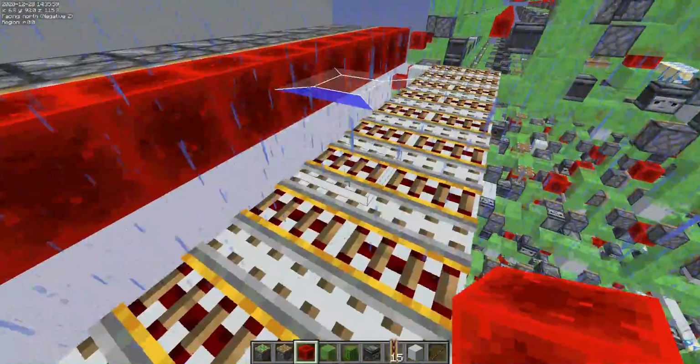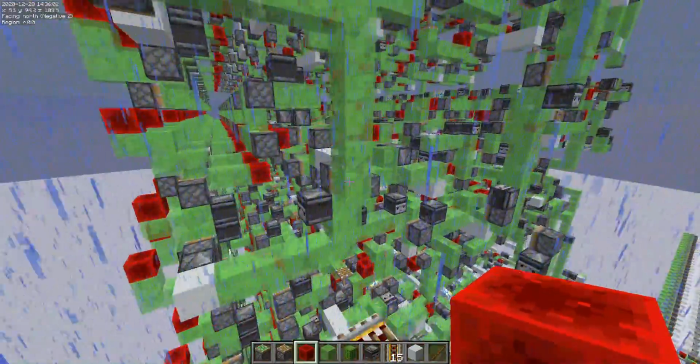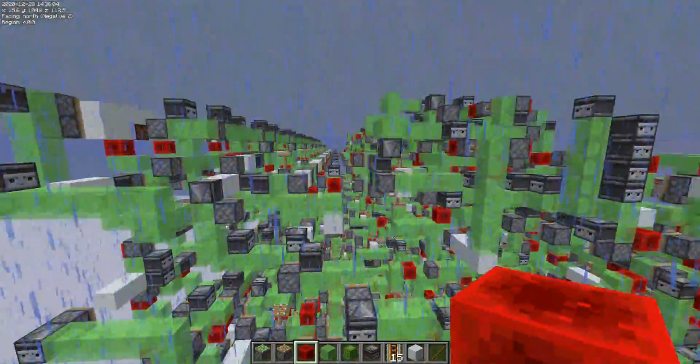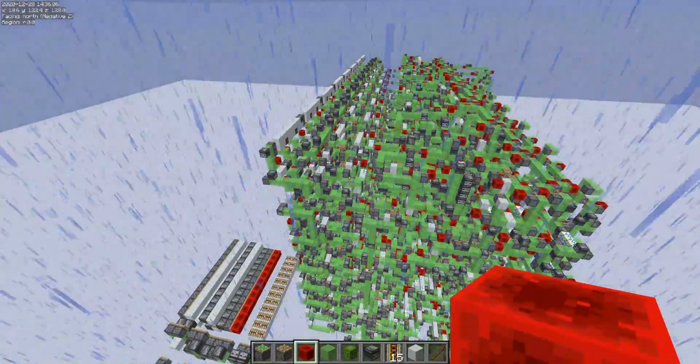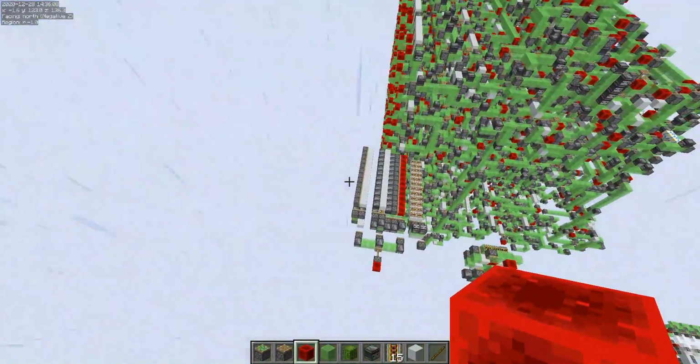Maybe there will be a second part of showing a CPU of that will be like 10 times smaller than this ginormous thing and will have like no slime blocks at all.